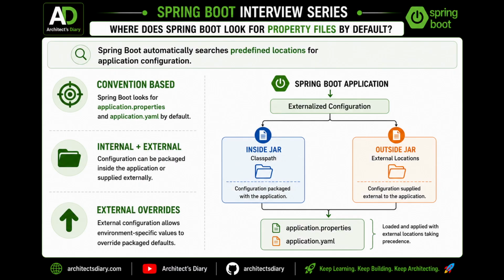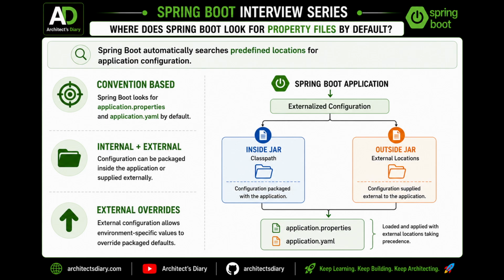Today's interview question is, where does Spring Boot look for properties files by default? Spring Boot follows a convention-based approach for externalized configuration. By default, it looks for configuration files like application.properties or application.yaml. These files can be packed inside the application jar or they can be provided externally.